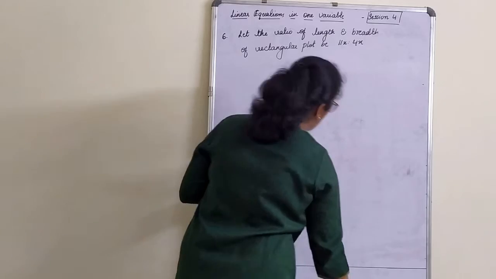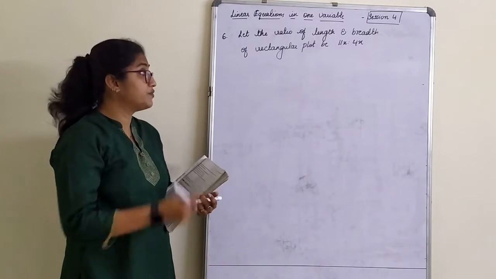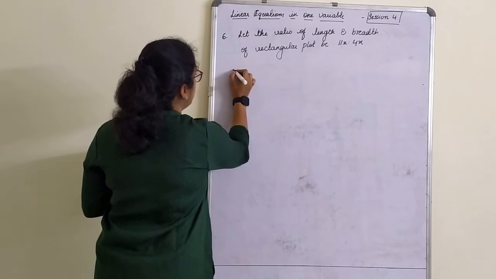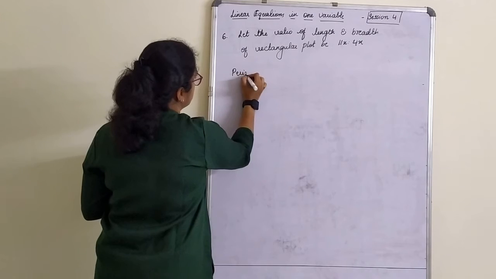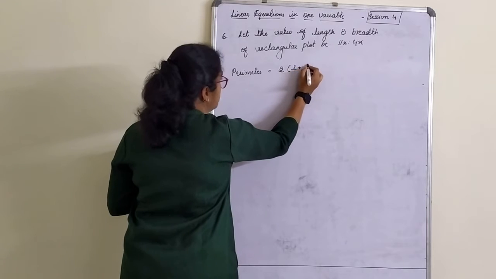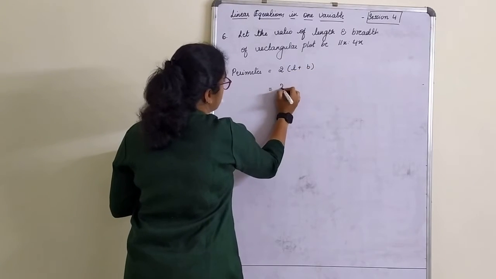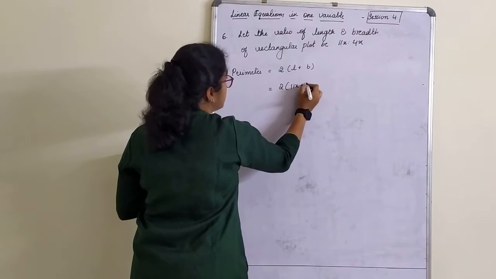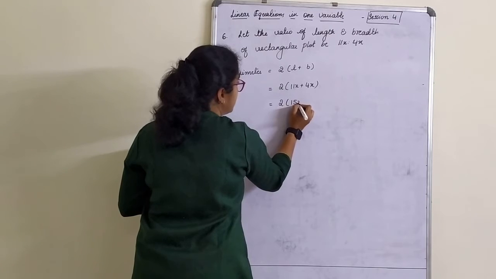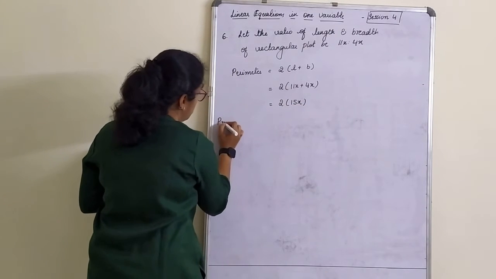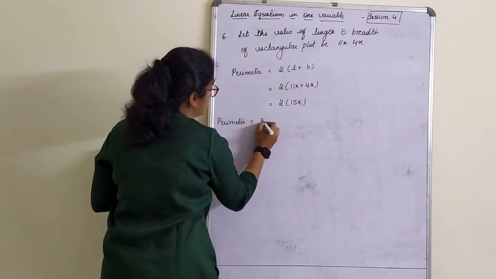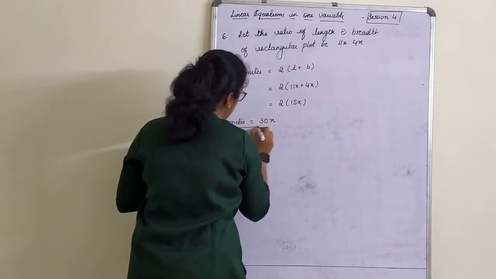So first of all, what we will do is we will find the perimeter of this rectangular garden with respect to the dimensions they have given. Perimeter is equal to 2 times length plus breadth, which is nothing but 2 times 11x plus 4x. 11 plus 4 is 15x. So therefore perimeter is equal to 30x. Keep this as it is.